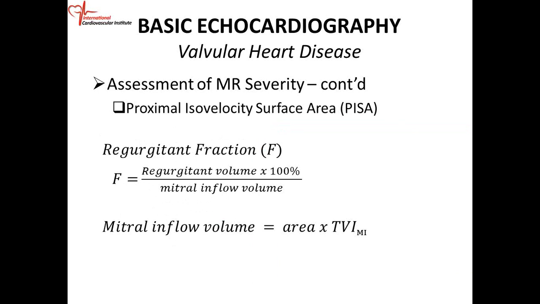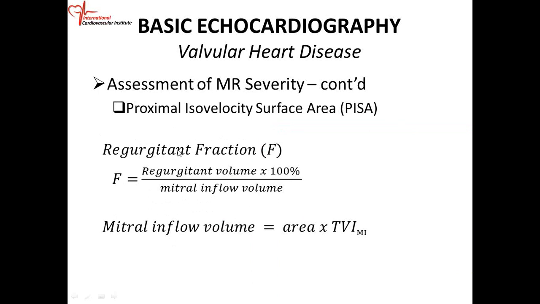Again, flow is equal to area times velocity, or area times TVI. So you're talking about the flow across the mitral valve in diastole. So it's very important that you visualize these things. If you're just trying to memorize it, it does not work. You have to visualize it and understand it.